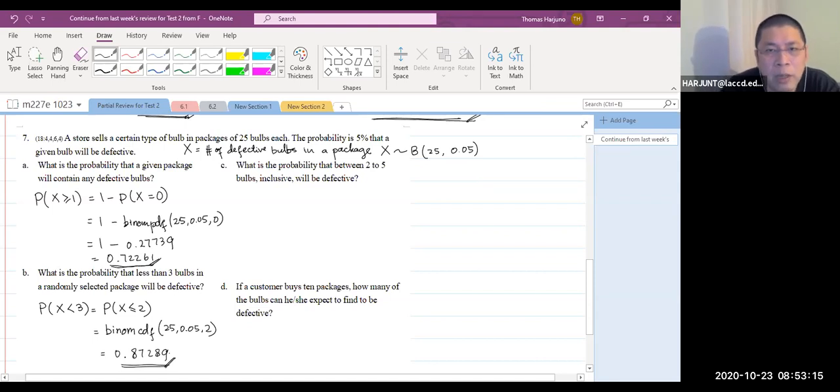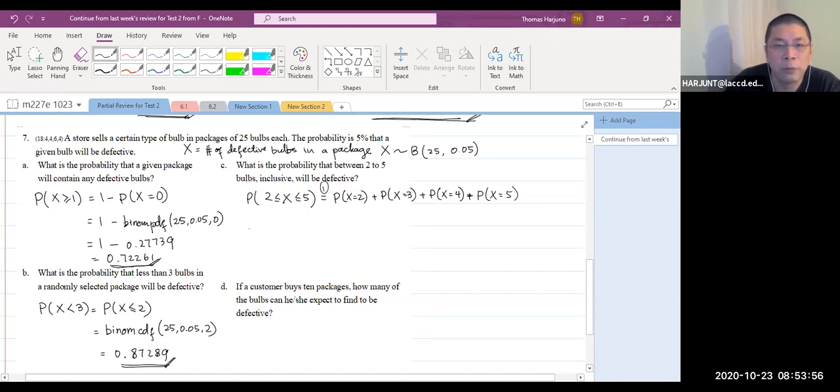Part C, what is the probability that between 2 to 5 bulbs inclusive will be defective? Probability that X is between 2 to 5. If you want to do it slowly, then you will compute probability that X equals 2 plus probability that X equals 3 plus probability of X equals 4 plus probability that X equals 5. I think that would be a bit too slow.